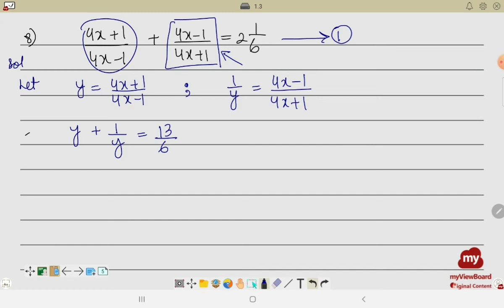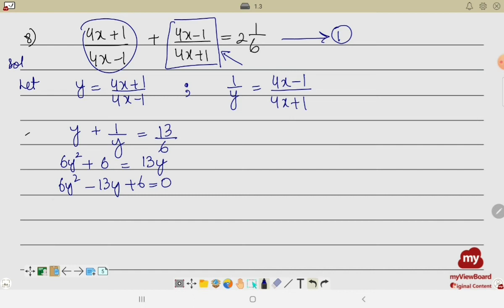So again we are supposed to make it in the standard form. This time we have to multiply the whole equation by 6y. So I'll write directly now. It becomes 6y square. It becomes 6 and it becomes y. So we'll just rearrange it. It becomes minus 13y plus 6 equals 0.